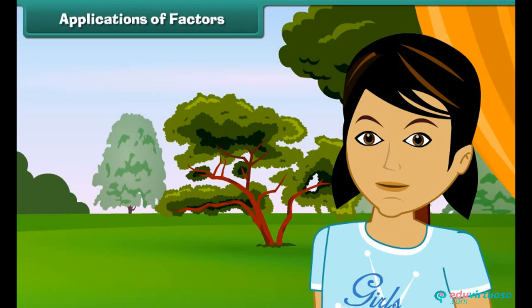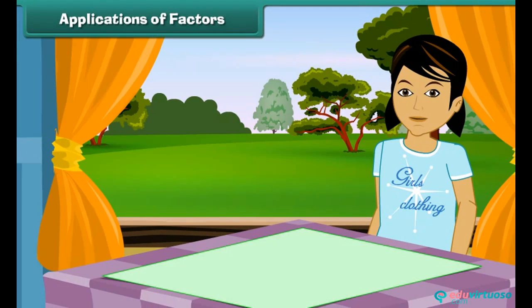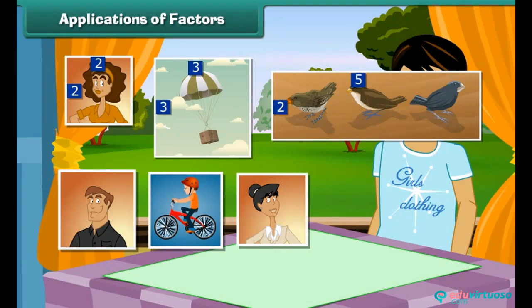Applications of factors. Let us now apply the concept of factors to some word problems. Prerna has a chart paper that is 4 feet long and 6 feet wide. She has to paste pictures on the chart paper. She has 6 pictures, each of 3 different dimensions: 2 feet by 2 feet, 3 feet by 3 feet, and 2 feet by 5 feet. Pictures of which size can she paste on the chart paper without cutting them short?